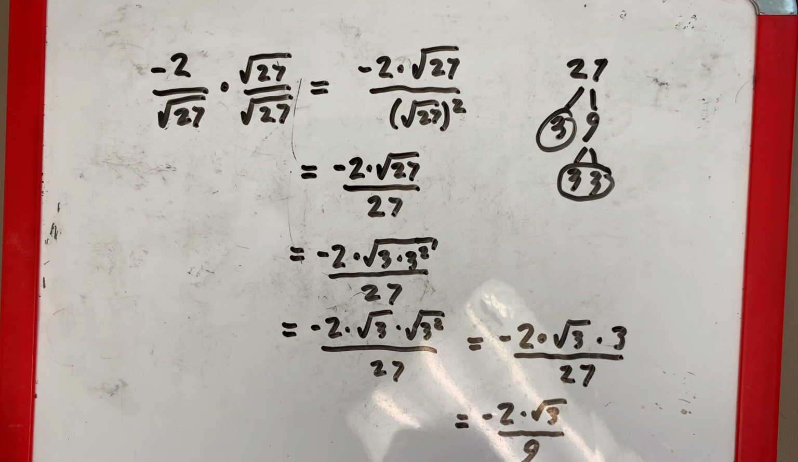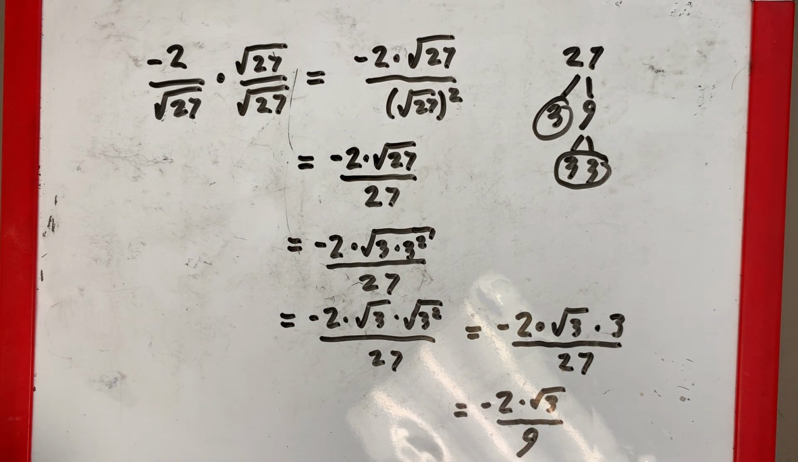This does not get any simpler than what you see here in my last step. I have a minus 2 times root 3 all over 9. Can't be any simpler. So with that, we are done with this example, and we're going to start moving on to harder ones in difficulty 2.